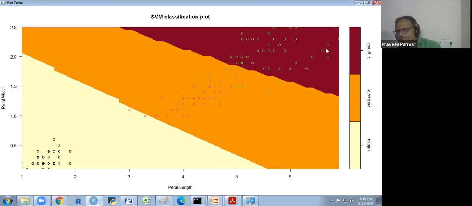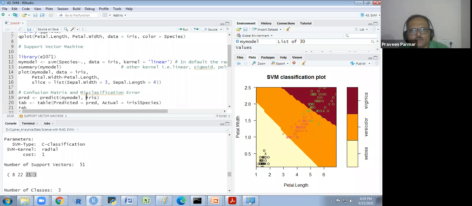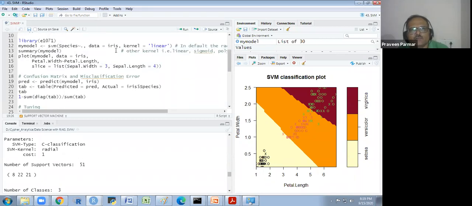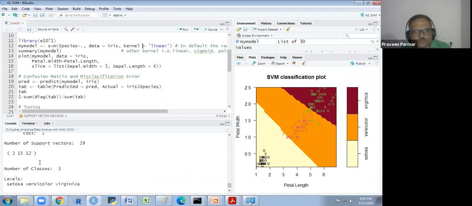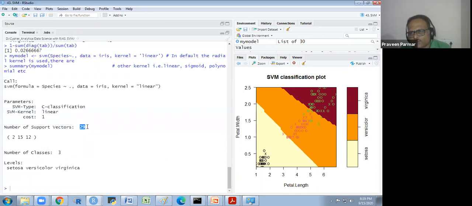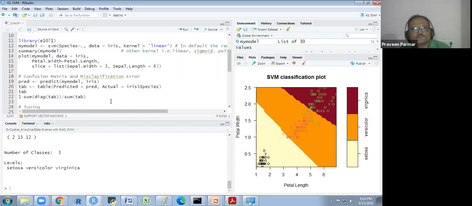This is multi-dimension, so we are getting this many support vectors. It is not only 2-dimension. Okay. The next model I have run was with the linear kernel, and that gives us this output. There are only 29 support vectors now: 2, 15, and 22. So we plot this.